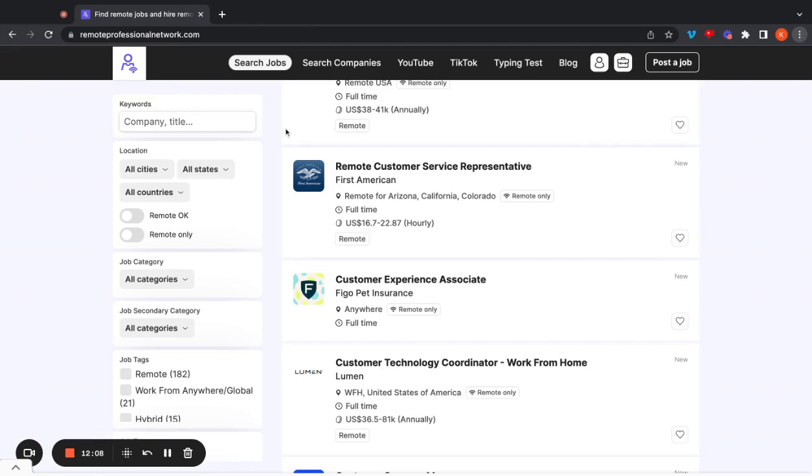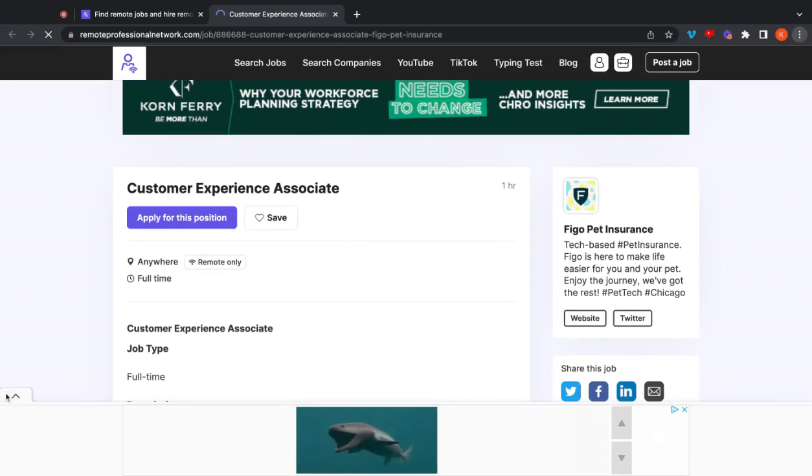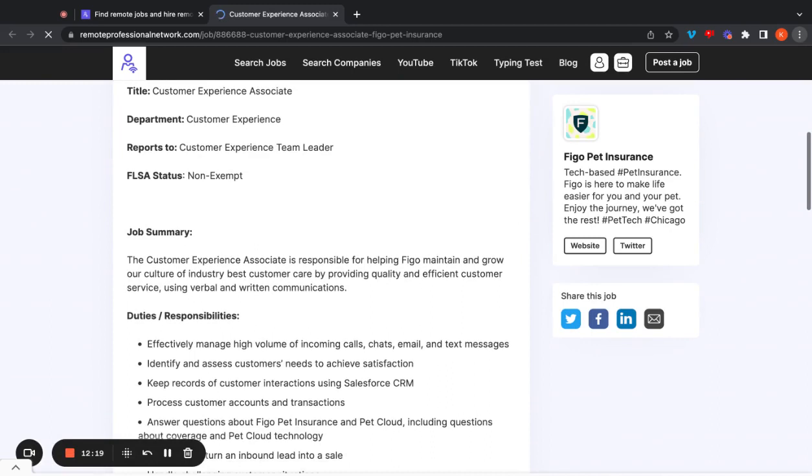And we're going to get through this, guys. Sorry about the pop-ups. This one is a customer experience associate with Figo Pet Insurance. There's no salary range for this one, guys, but I would estimate probably between $40,000 and $50,000.